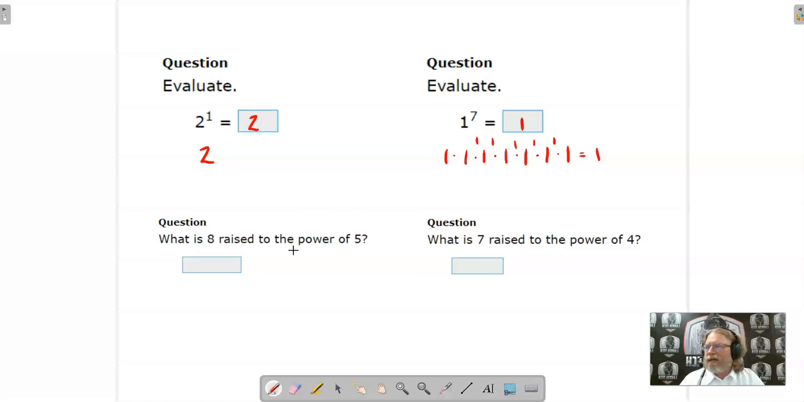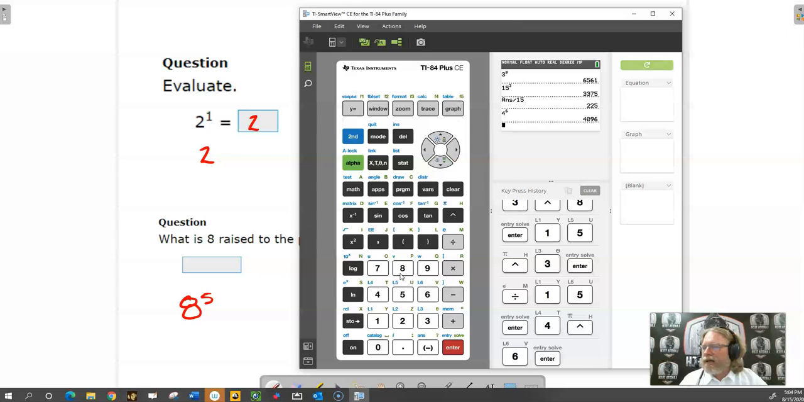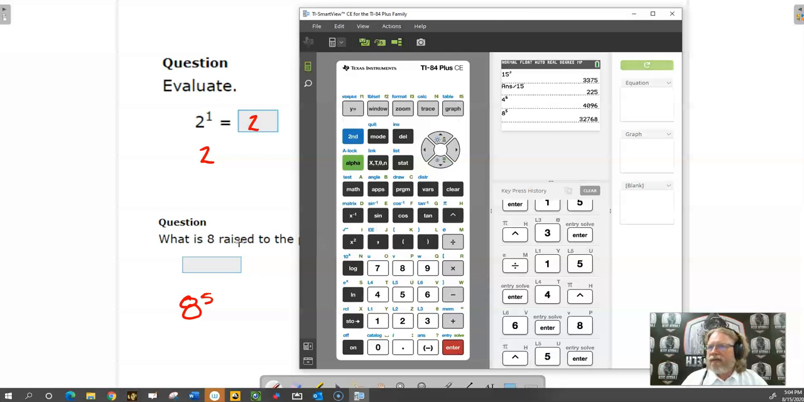What is 8 raised to the power of 5? Well, what they want to know here is, do you know how to take the words and convert it over to 8 to the 5th power? Now, this is definitely something that I would use the calculator for. So we'll go ahead and pull that up and slide that over there. And 8 to the 5th is going to give us 32,768.